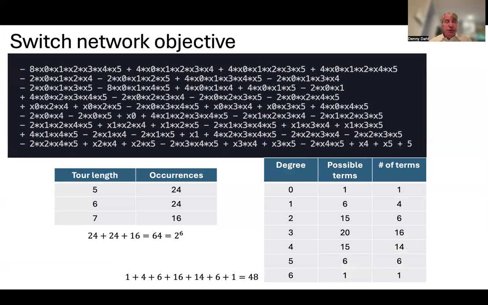This is the result of computing the distance objective. Since there are 6 switch variables, each of which may or may not appear in a term, the maximum number of terms is 64. Of the 64 possible terms, only 48 appear, and the number of terms of each degree is shown in the table in the lower right. As we evaluate the distance objective for each possible setting of the 6 switch variables, we will always get a valid tour. The number of tours of each possible length is shown in the table in the lower left.